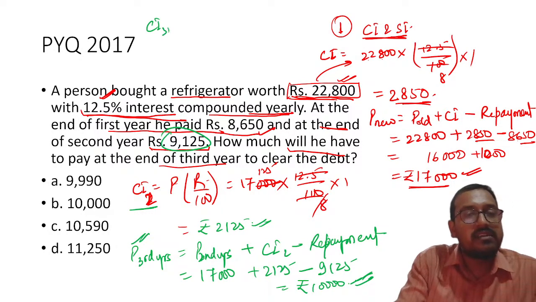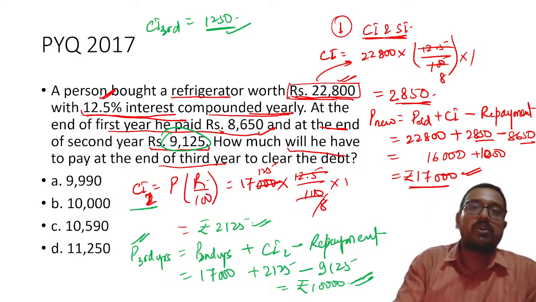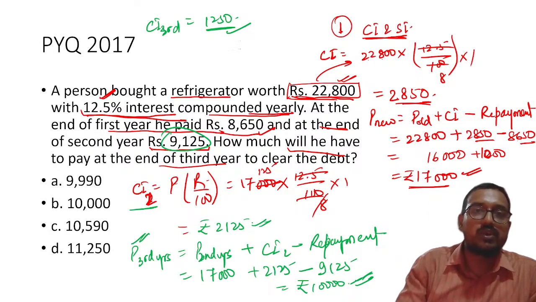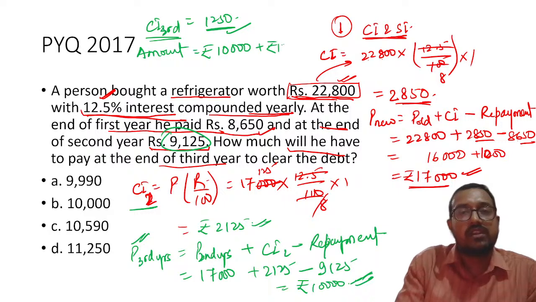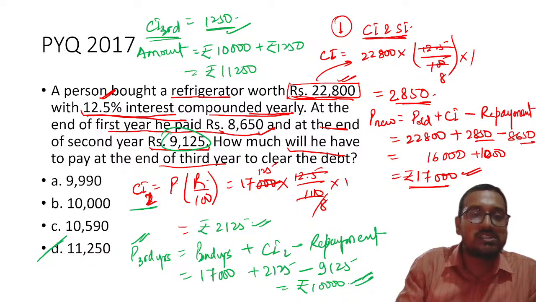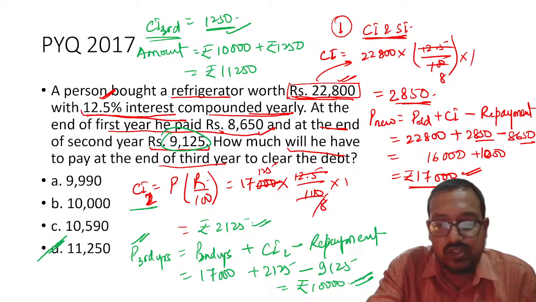What will be CI for the third year? My dear students, it will be nothing but 1,250, so 12.5 into this thing. Please remember, this is the correct one. But now what amount do you have to pay? The amount you have to pay is equal to rupees 10,000 plus rupees 1,250, that is equal to rupees 11,250. So my dear students, D will be the correct answer. That is the amount he has to pay in the third year to clear the debt. Understood?